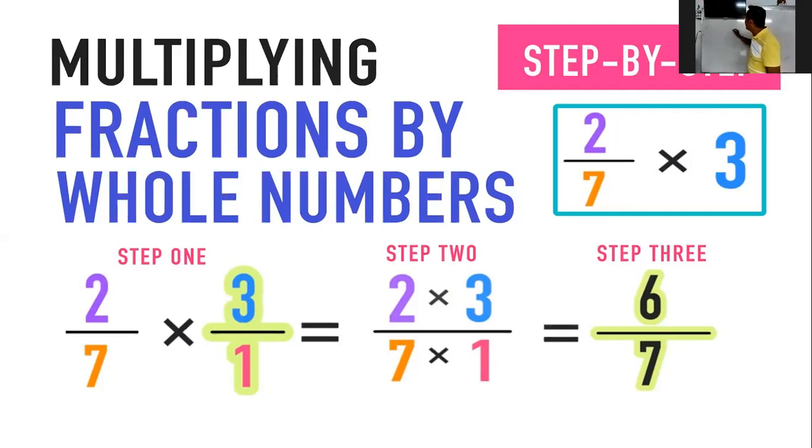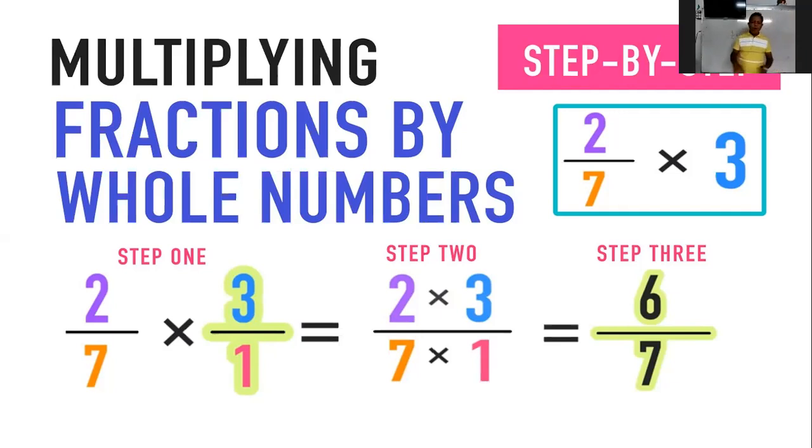So let me say you have here 4 over 5 times 10. Let's do it. Put 1 as the denominator under 10 because that's a whole number. So we multiply after that. So 4 times 10 equals 40 and 5 times 1 equals 5. So our final answer is 40 over 5, or we call it 8 if we reduce it.